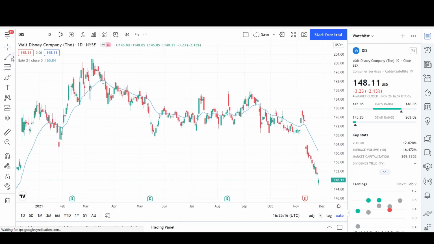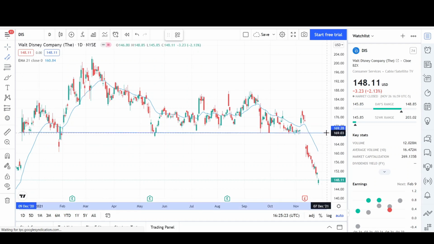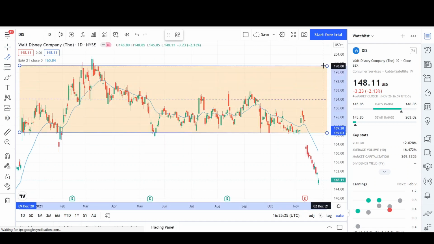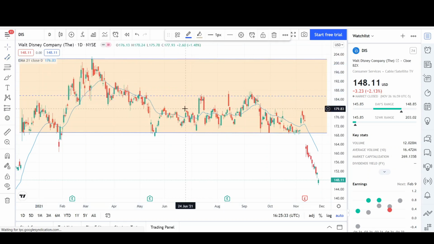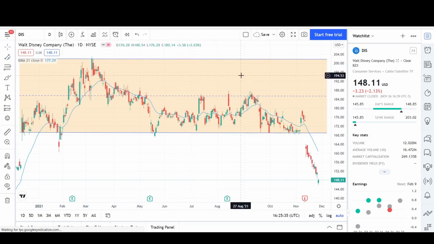So the first thing I would do is map out the bottom of the range. It looks like it's right at this level because that's where the most touches and bounces are. So it's at the 169 level. It looks like the high of the range is probably at this 201 level. However, prices have not gone up there. Prices stalled out in the midline.